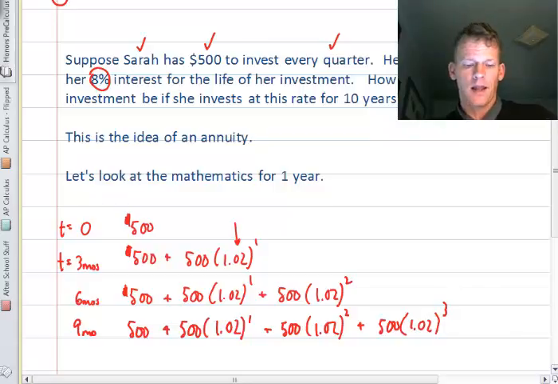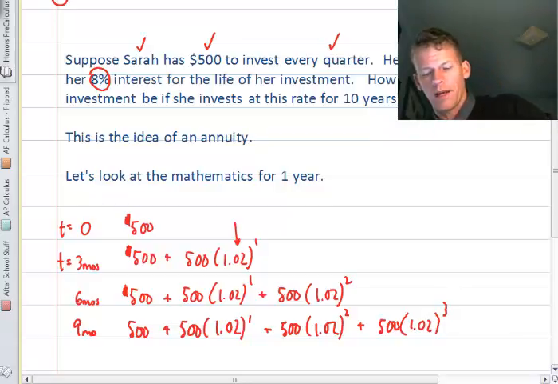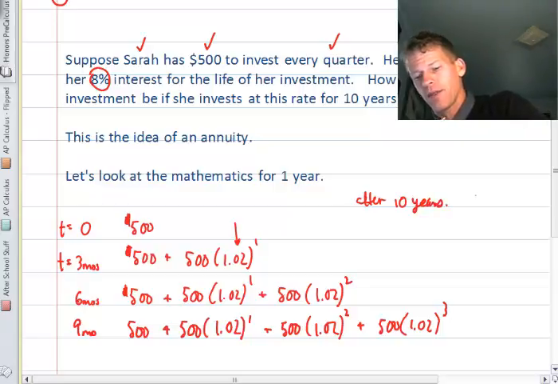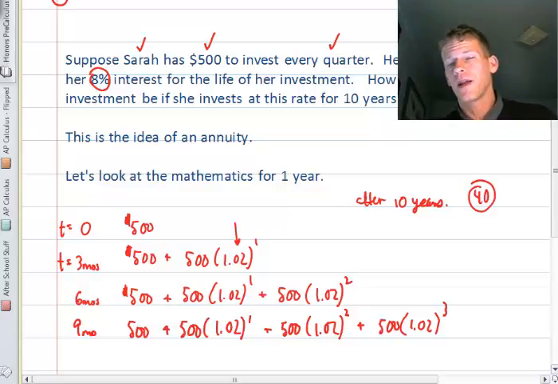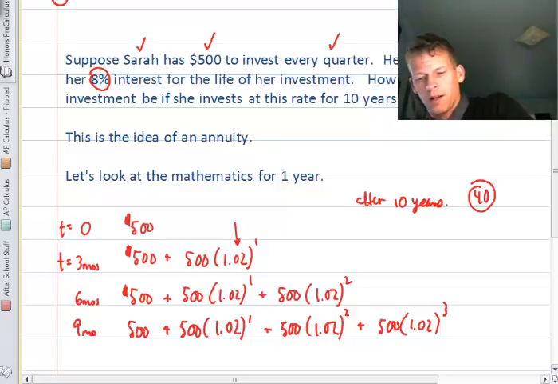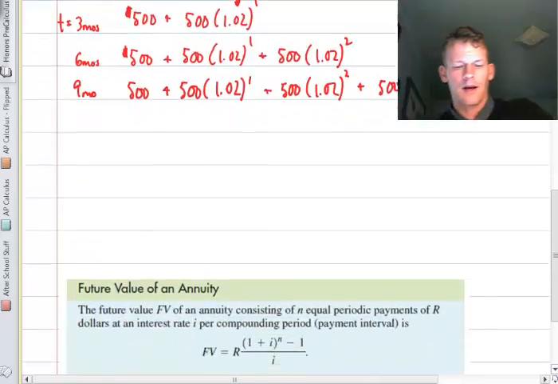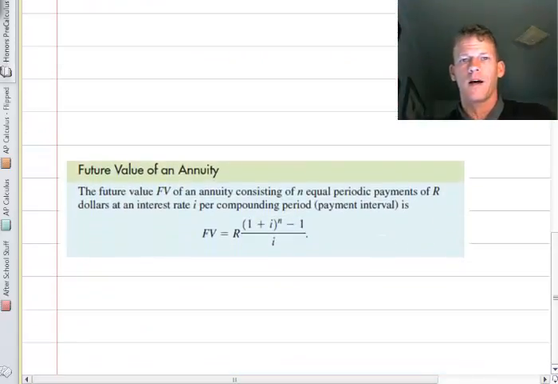Well, we could keep doing this forever, and let's say that we want to figure out what her amount would be after 10 years. So what happens is we can keep doing this and we would have 40 things to be added up. But instead of doing it this way, there's a future value equation that is in the book, and it's something that we use as a shortcut.